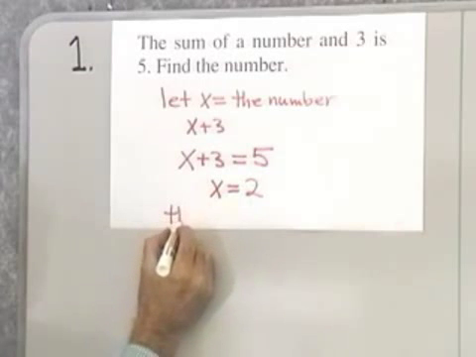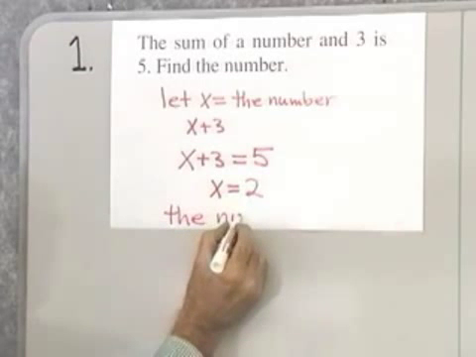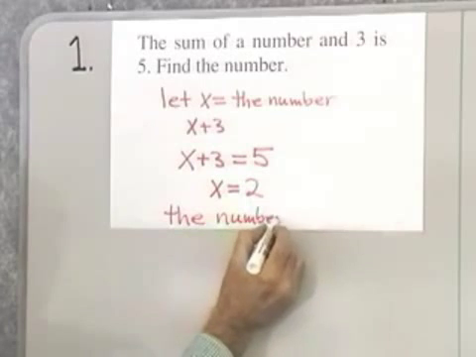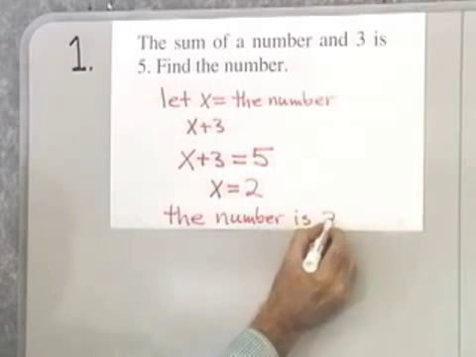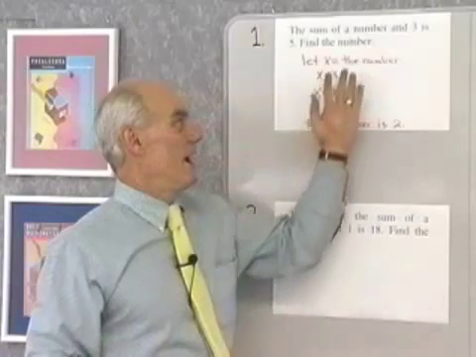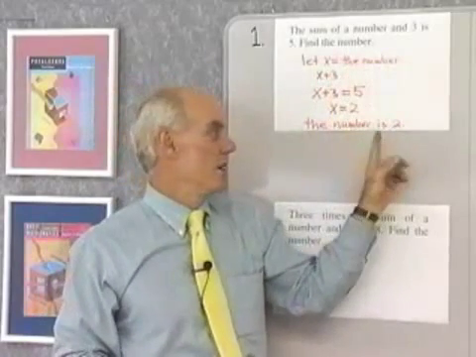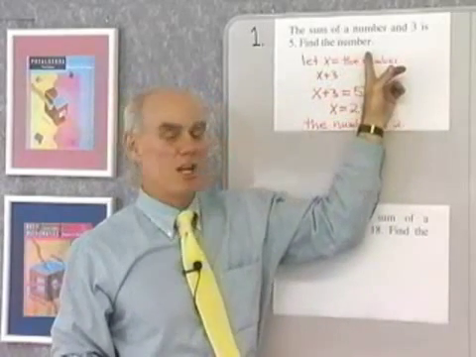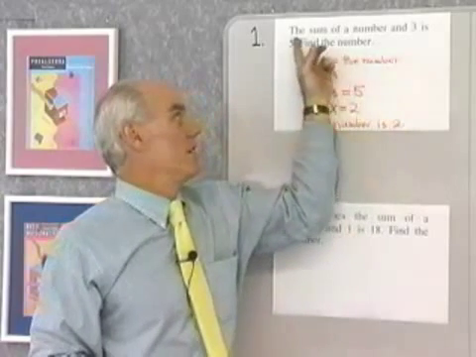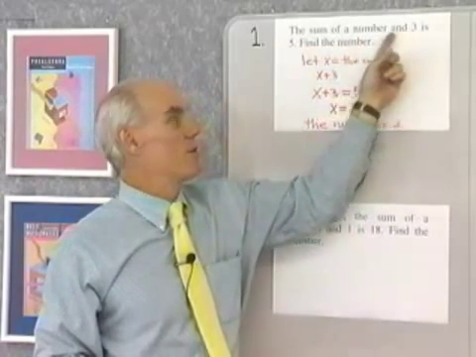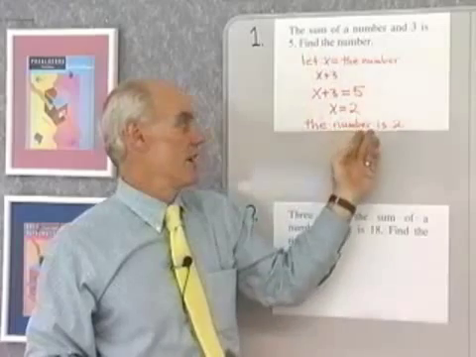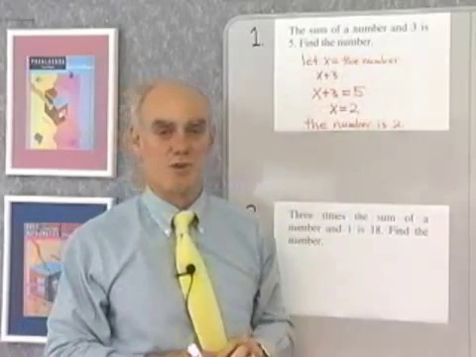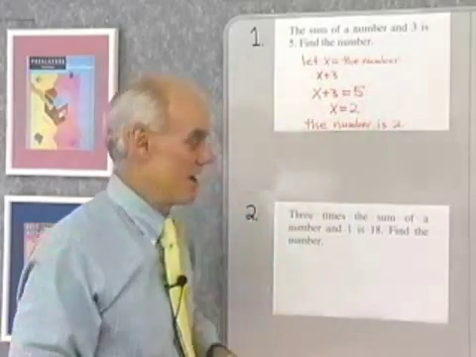So I want to write the solution in a complete sentence. So I'm going to say the number is 2, meaning that the number asked for in this problem is 2. Now let's take this 2 and just go back and check it with the original words of the problem. Is the sum of 2 and 3 5? The answer is yes, so that solution checks with the original words of this problem. Let's look at our next example.